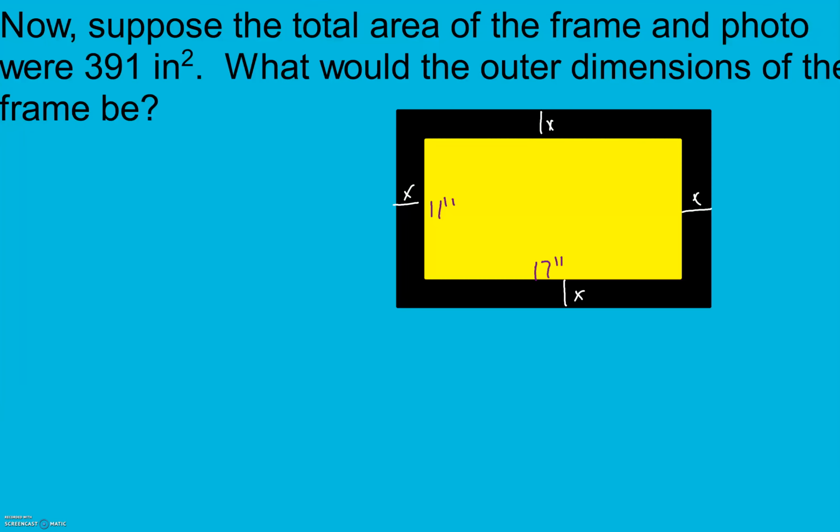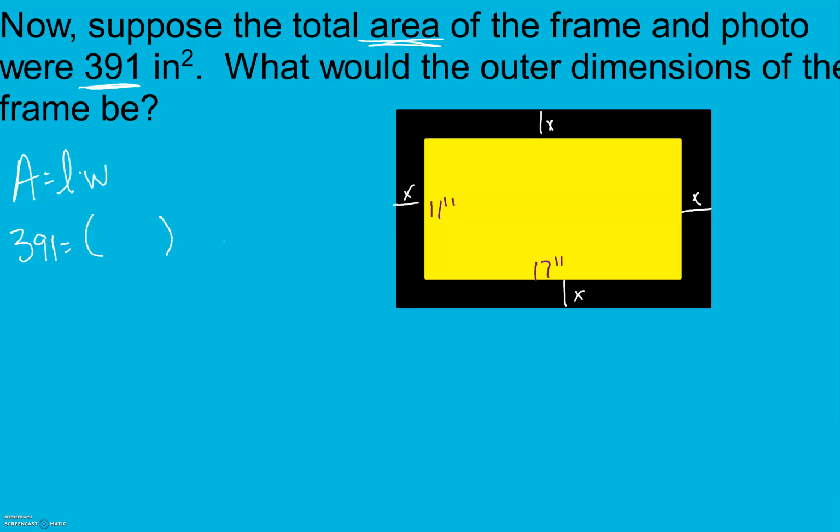Continuing on in section 9.4 here, suppose the total area of the frame and photo were 391 square inches. What would the outer dimensions of the frame be? So here, again, we're looking for the area, which is length times width. It tells us our area is 391.